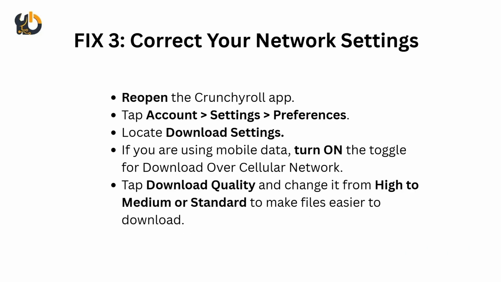Fix 3. Correct your network settings. You just have to reopen the Crunchyroll app and tap on account settings preferences. Then locate your download settings. If you are using mobile data, turn on the toggle for download over cellular network. Tap on download quality and change it from high to medium or standard to make the file easier to download.